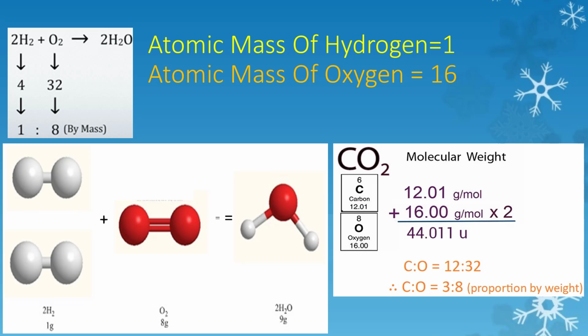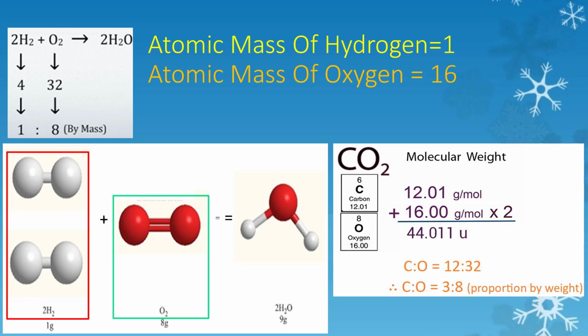Here, we will try to understand the law of constant proportion. Atomic mass of hydrogen is 1. Atomic mass of oxygen is 16. When water is formed, the chemical equation can be written as 2 molecules of hydrogen reacts with 1 molecule of oxygen and gives rise to 2 molecules of water.